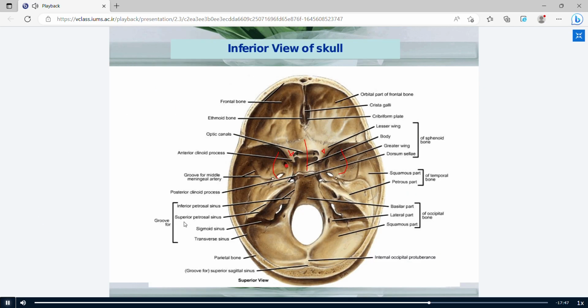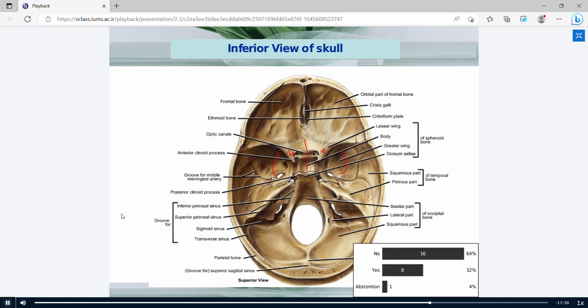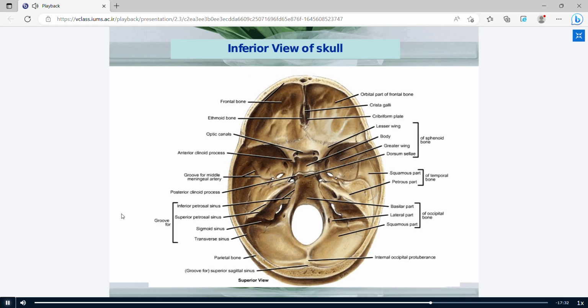Where are they? I can't see the clinoid process in this picture. But 16 students answered correctly. Thank you. In the internal surface, there aren't clinoid processes.